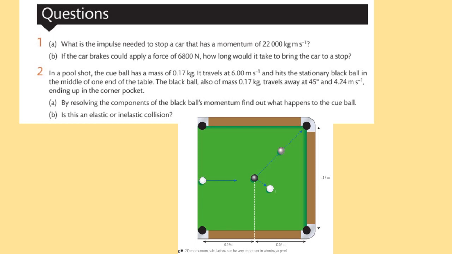But what I want to know is what is going to happen to the white ball. Now, there are some instinctive answers to this, but to help your practice, what I want you to do is resolve the components of the black ball's momentum and then find out what happened to the white ball. And then after that, is that an elastic or an inelastic collision?